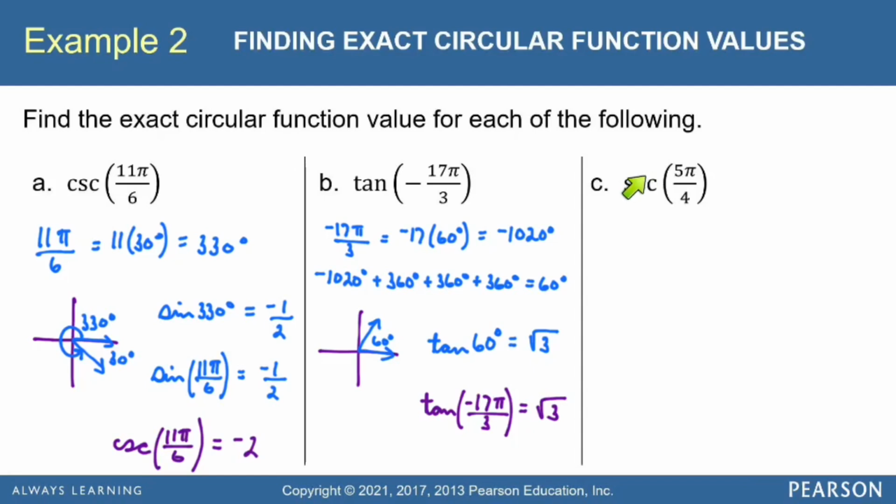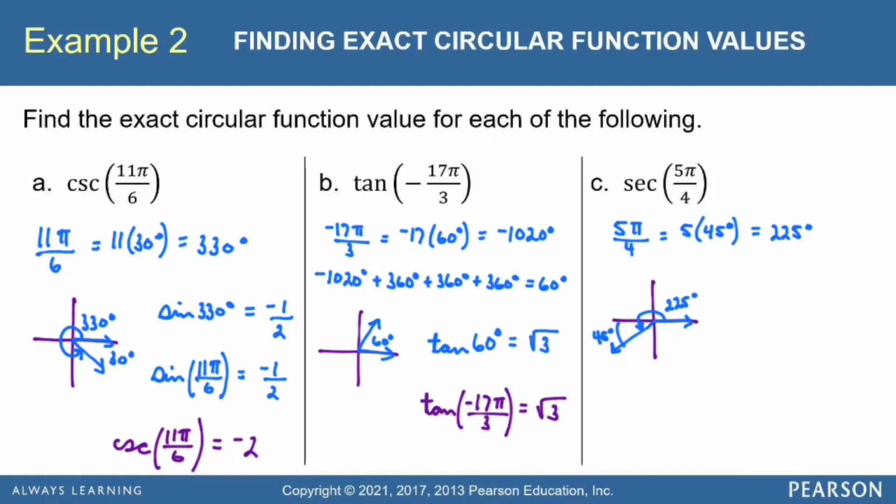And now part C, we're looking for the secant of 5 pi over 4. So let's take our 5 pi over 4 radians and convert that to degrees. We remember that pi over 4 radians is equivalent to 45 degrees. So 5 pi over 4 is equivalent to 5 times 45 degrees, which equals 225 degrees. And when we draw that on our diagram, we'll have a third quadrant angle, whose reference angle, of course, is 45 degrees. Now, we didn't memorize the secant of 45 degrees, but we did memorize sine, cosine, and tangent.